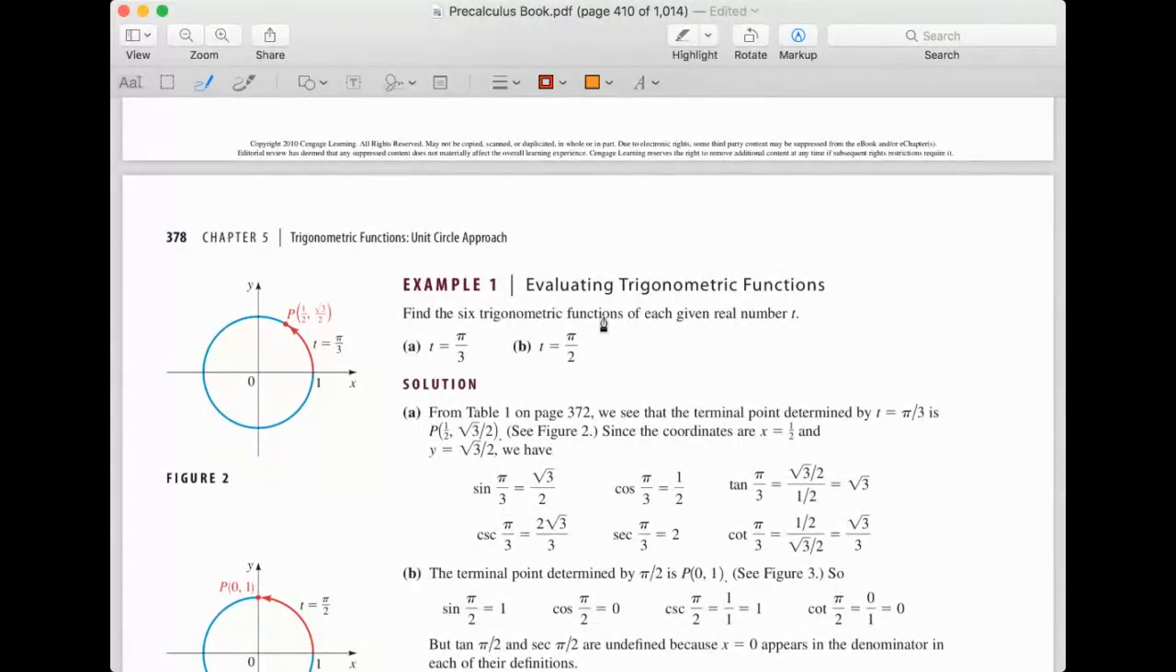Let's see example 1, evaluating trigonometry functions. Find the six trig functions of each given real number t. This angle is given as pi over 3. Let's look at the triangle. Let's think about the triangle, to have this right triangle.